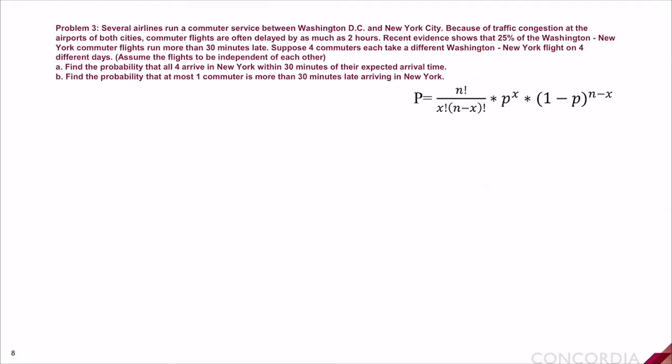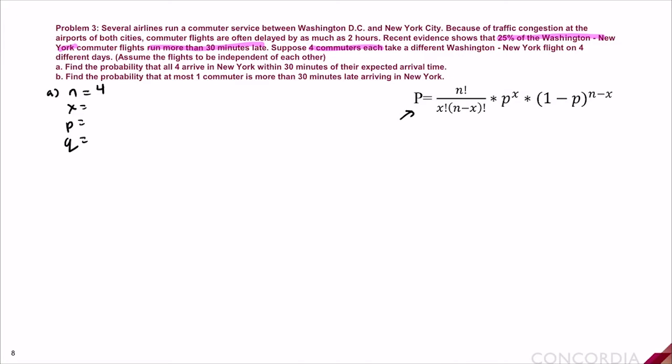Before we begin the problem, we're going to highlight the important information the problem gives us. It tells us that 25% of the Washington-New York flights run more than 30 minutes late, and that we're testing 4 commuters. For this question, we will need a binomial equation, which is the formula for which is right here. And we'll begin by labeling our n, x, p, and q. Our n in this case would be 4, since we have 4 commuters.